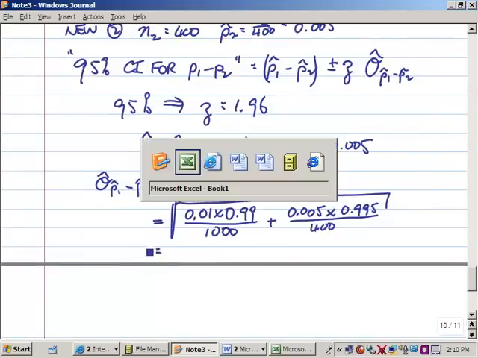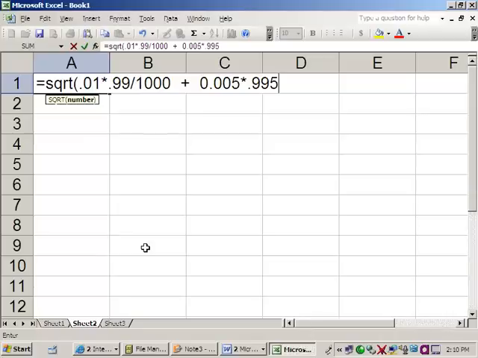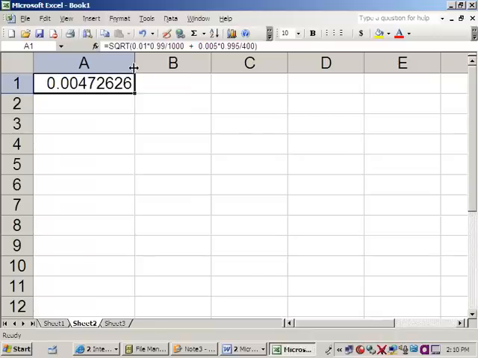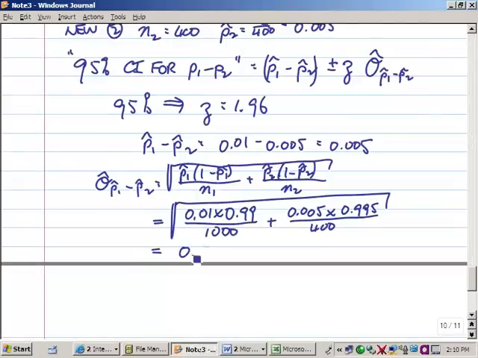Okay, let's get Excel to work that out. Square root of 1% times 99% divided by 1,000 plus 0.5% times 99.5% divided by 400. Let's expand that. So it's 0.004726. Alright, when our sample proportions get really tiny like this, 1%, 0.5%, then standard deviation will get tiny too.